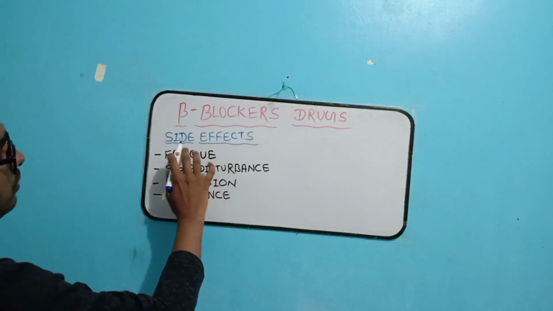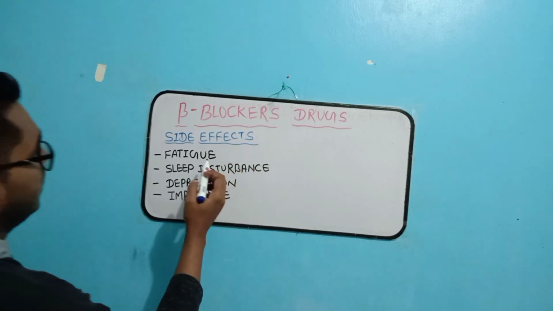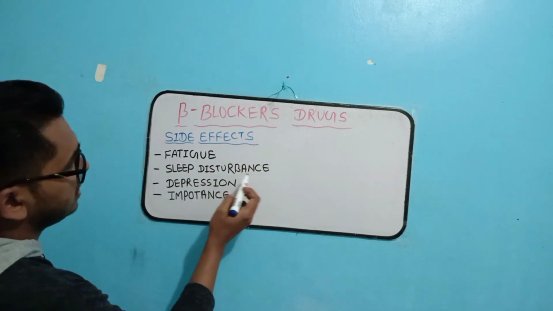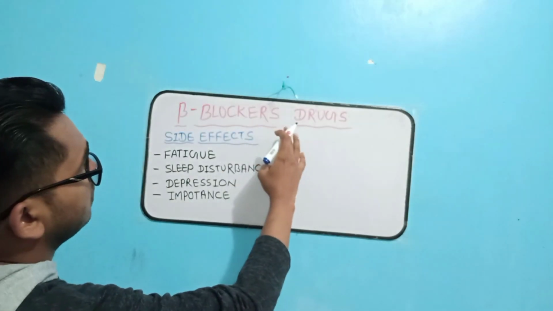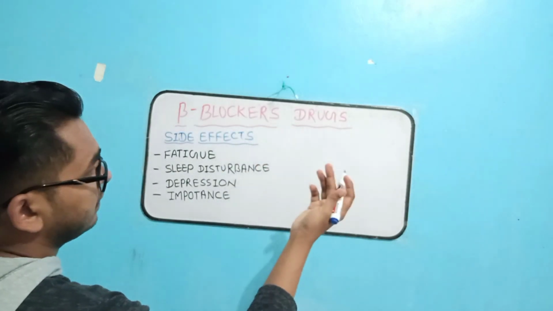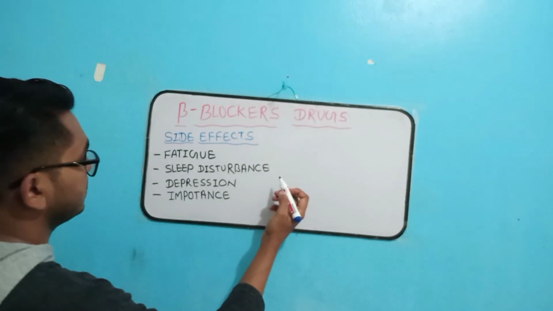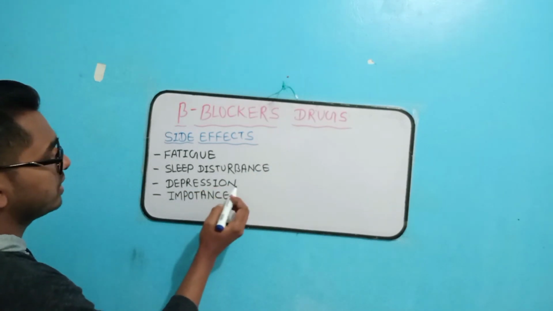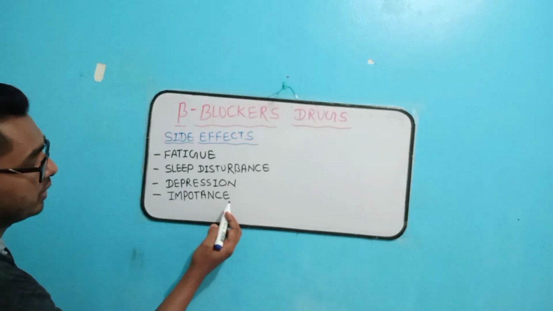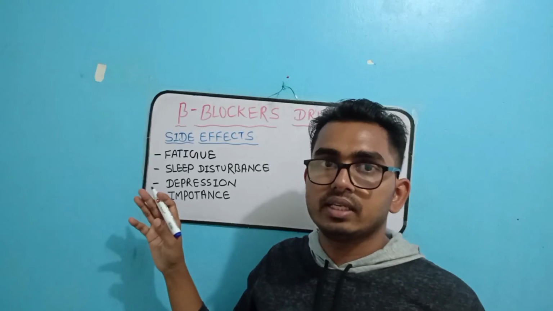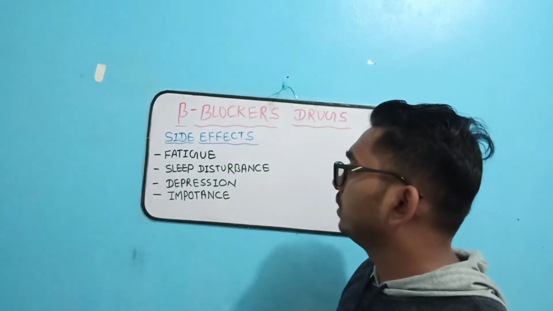The side effects of beta blocker drugs: first is fatigue, second is sleep disturbance. When beta blocker drugs go to our brain, they cause sleep disturbance, and that leads to insomnia in the patient. Next is depression, and another is impotence, which also leads to erectile dysfunction. These are the side effects of beta blocker drugs.